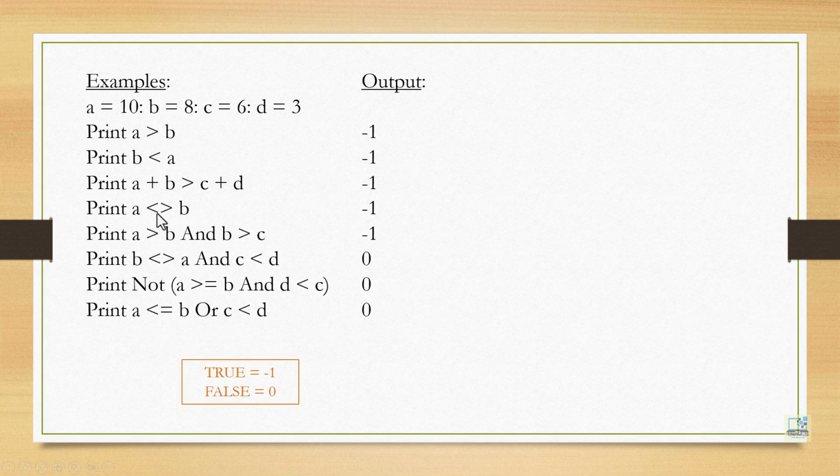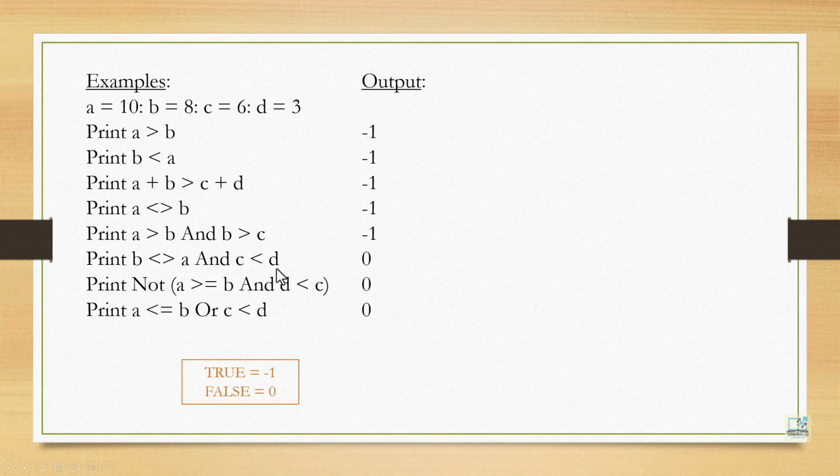A not equal to B. This is the not equal to sign. So if you print A not equal to B, 10 not equal to 8, true. It will print -1. A is greater than B means 10 is greater than 8, true. Check the second condition. B is greater than C means 8 greater than 6, true. So both conditions are true, accepted. That will print -1.